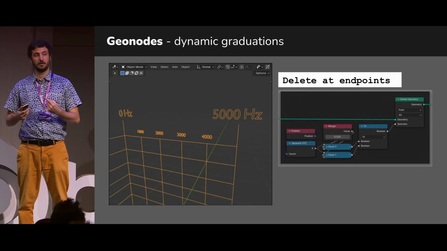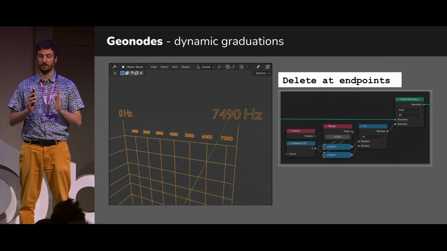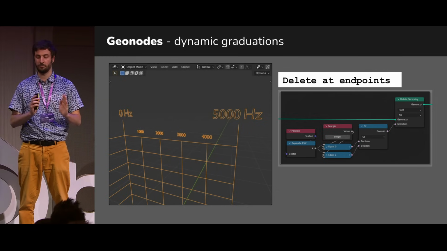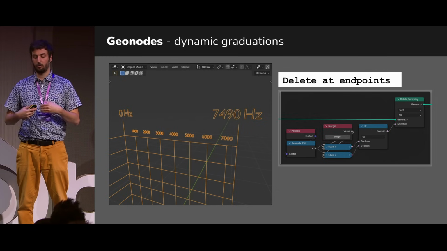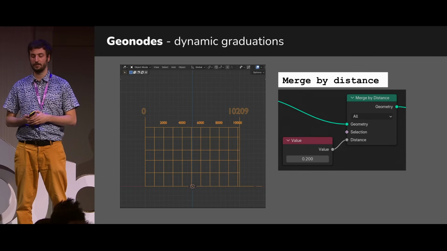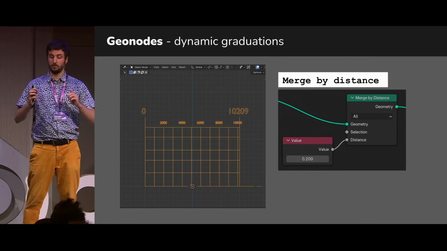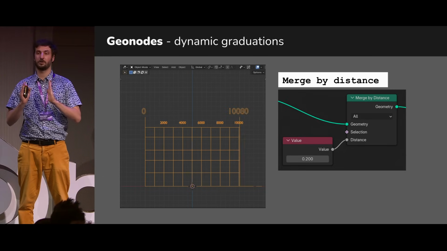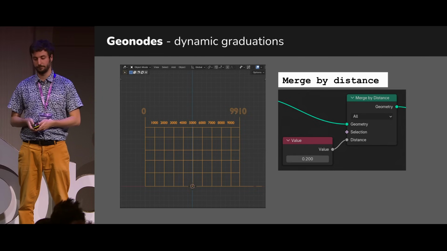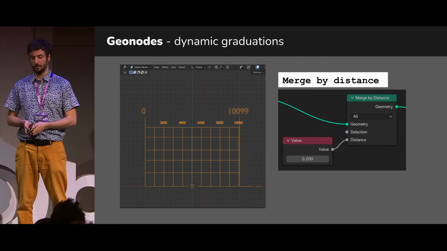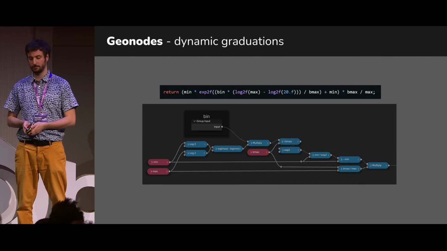I also added a system to delete the graduation I didn't need when the user was choosing the frequency. And for quality of life improvement, I added a merge by distance node to hide graduation when they got too close to each other. I'll go back to where I was.